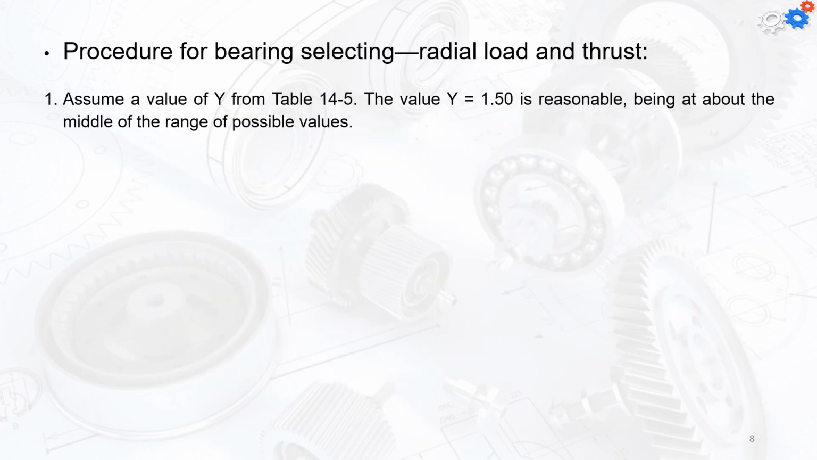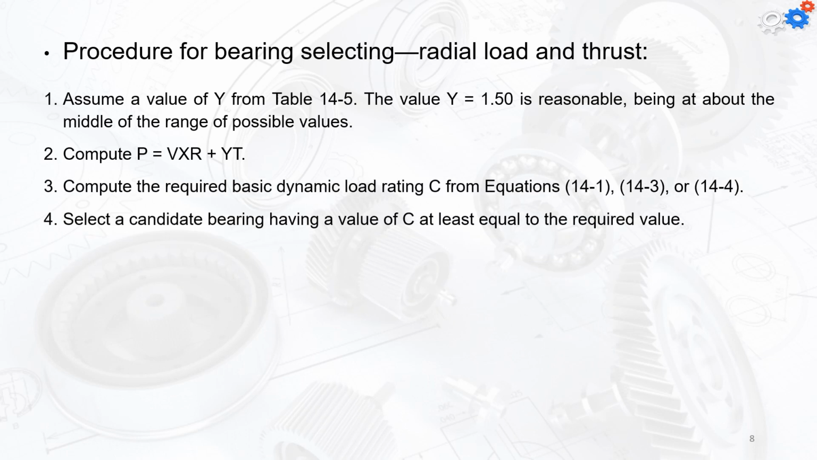The procedure for bearing selection, if we have radial load and thrust load, is first to assume a value for Y from Table 14.5. A value of 1.5 is very reasonable, being at about the middle of the range of possible values. Then compute P, which is equal to VXR plus YT. Third, compute the required basic dynamic load rating C from equations 14.1, 14.3, or 14.4.